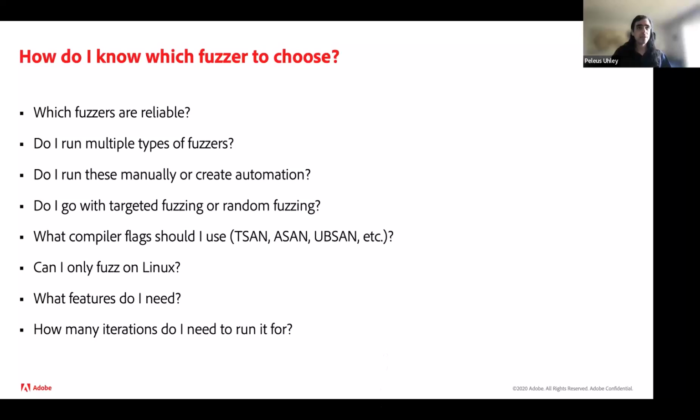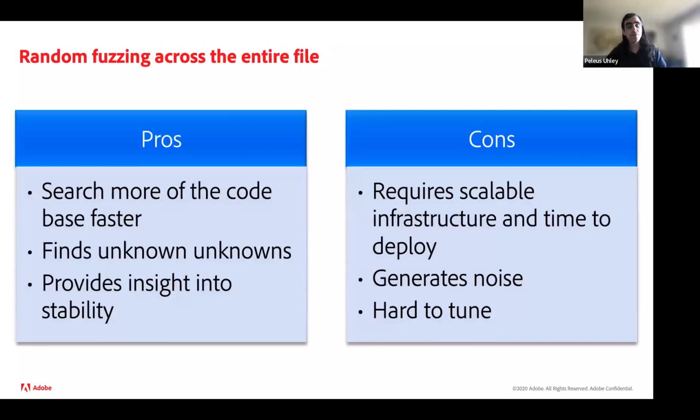So, the first thing to do is the scale of the fuzzing. One approach might be to do random fuzzing across the entire file. So if you're going after JPEGs or images or movie files, you can do random fuzzing across the entire file, just flipping bits randomly throughout the entire thing.